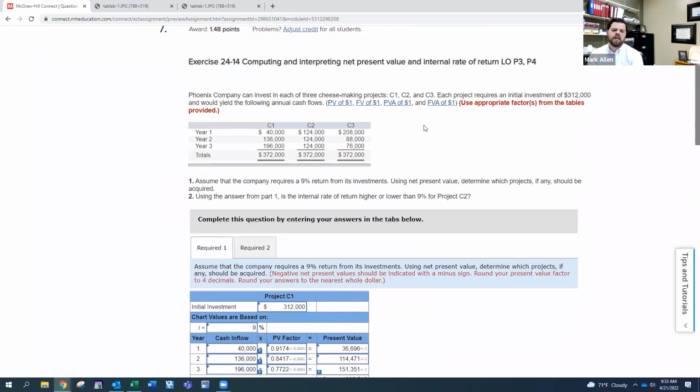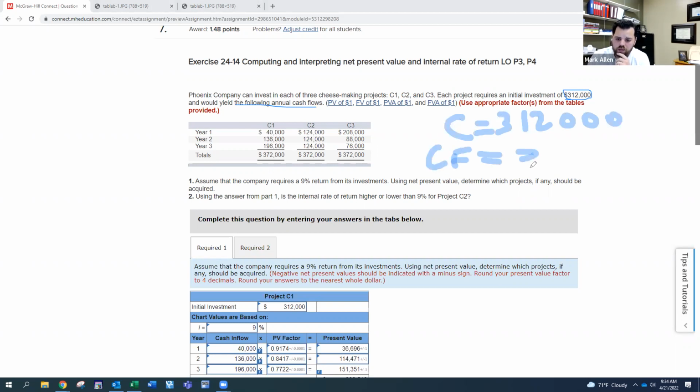So Phoenix Company can invest in each of 3 cheese-making projects, C1, 2, and 3. Each project requires an initial investment of $312,000. So this is going to be the cost of all 3 of them, and would yield the following annual cash flows. Now, what I want you to notice, and this is why I like this problem so much, and why I'll probably always assign something like this as long as I ever teach this class, is because notice they've all got the same cost, 312, and they've all got the same total cash flow over the life, 372.